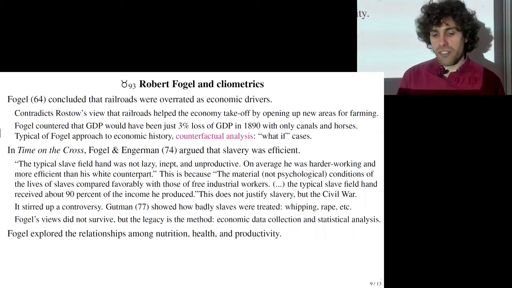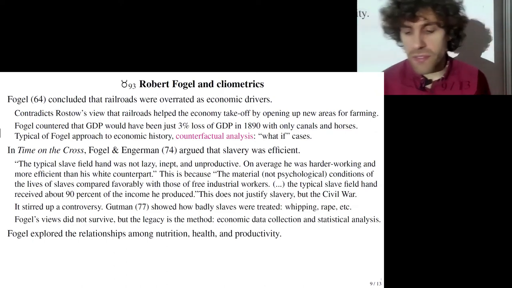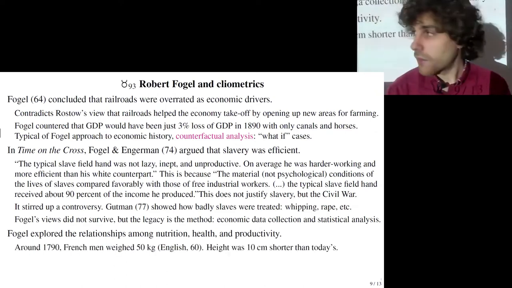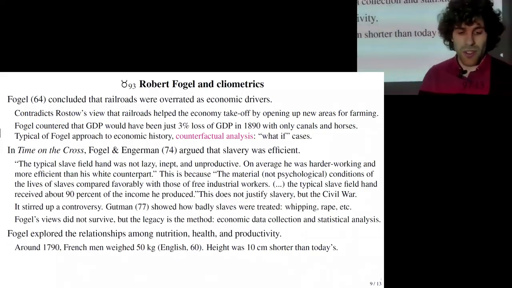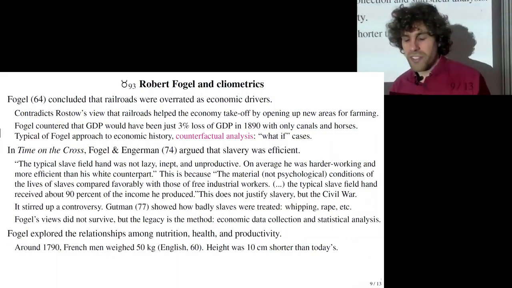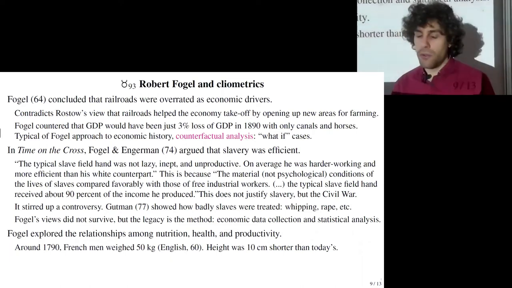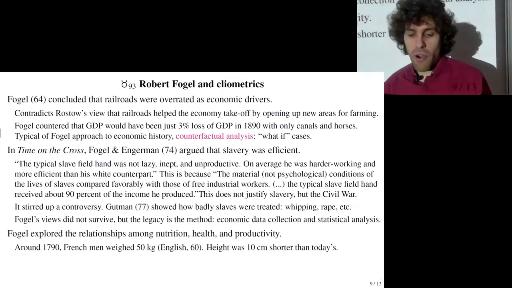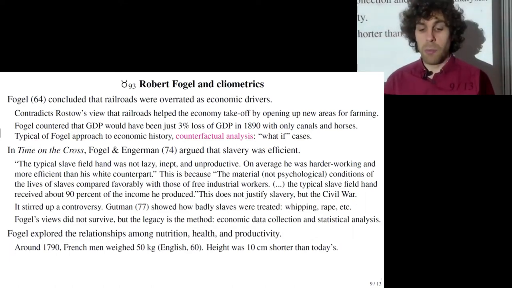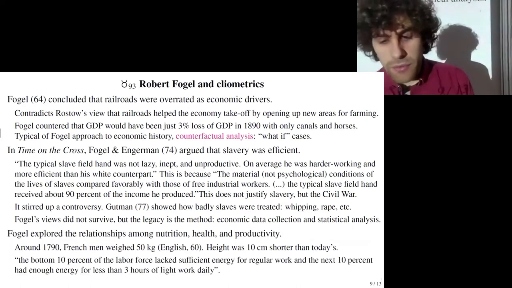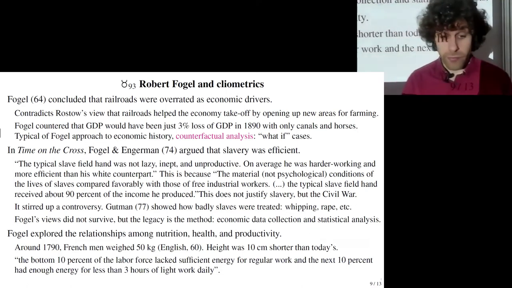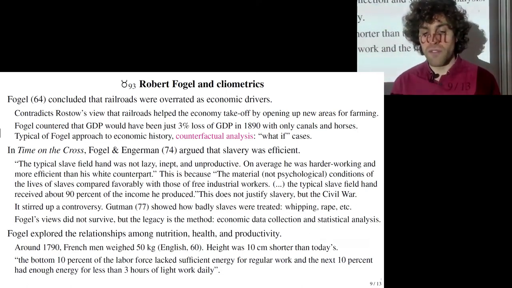Fogel also explored the relationships between nutrition, health, and productivity over a very long period. So, at the time of the French Revolution, the typical French man weighed about 50 kilos, and the English men, who were a bit richer, only 60 kilos, and people at that time were 10 centimeters shorter than today. This is because they were not well fed. Actually, he finds that the bottom 10% of the labor force lacked sufficient energy for regular work, and the next 10% had enough energy for less than 3 hours of light work daily.